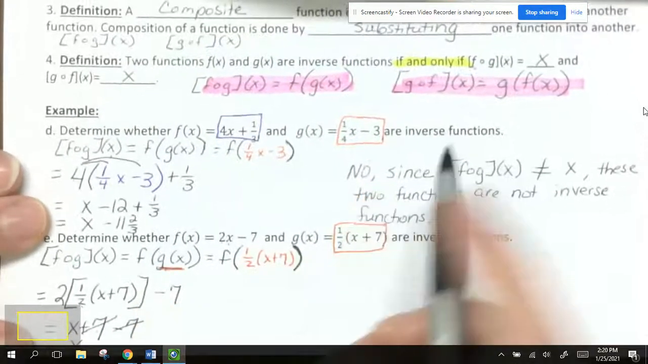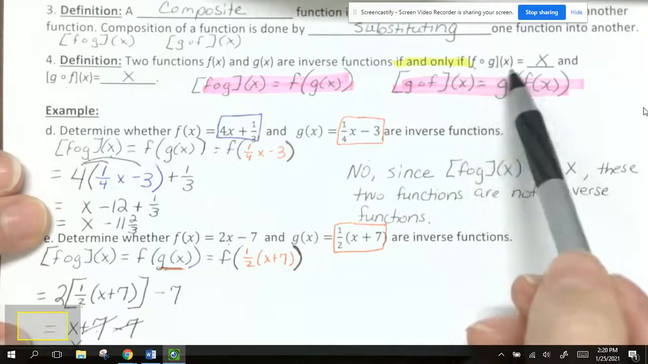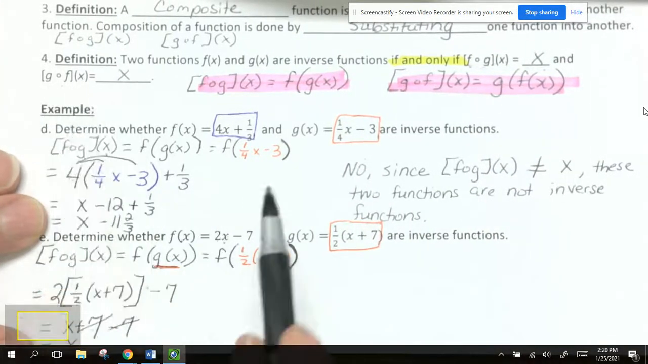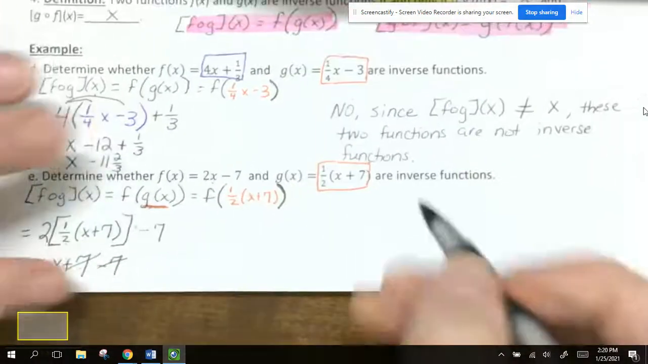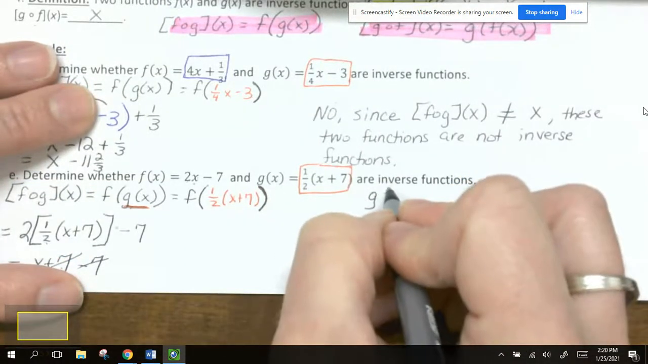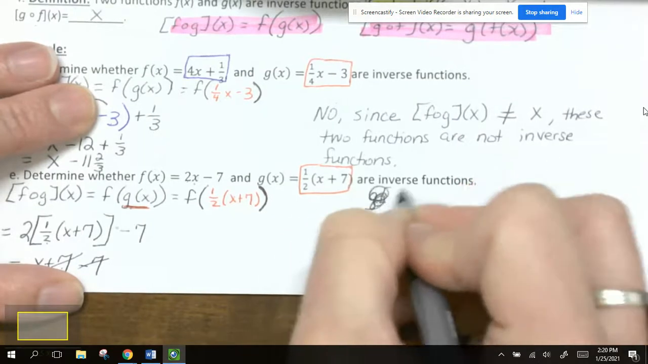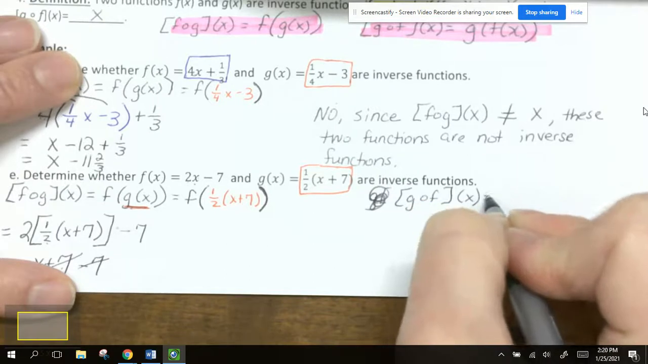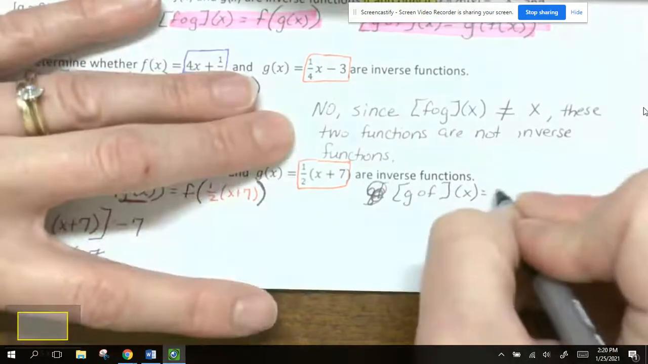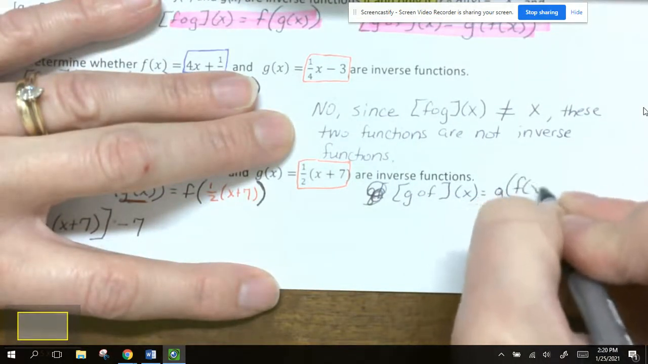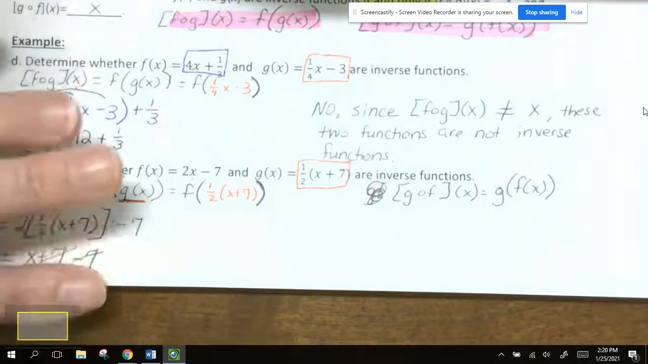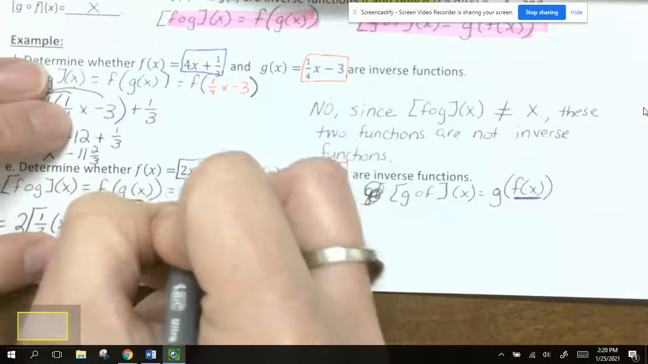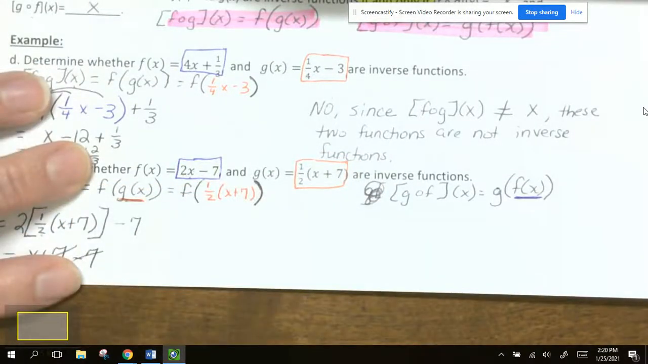And remember up here from this property, I have to get f(g(x)) equal to x, but I also have to get g(f(x)) equal to x. So I've got one of them. Now let's check the other one. Now I want to see if g(f(x)) equals x. So remember, that means g of f of x. This time I'm replacing this f(x) here with this 2x - 7.